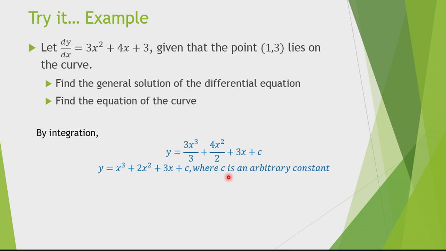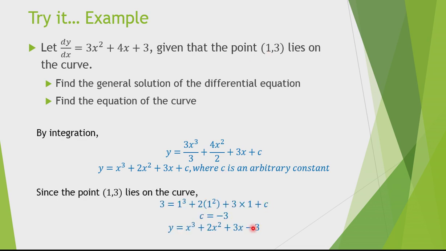Second part, we need to find the c value. Substitute the coordinates of 1 comma 3, x becomes 1, y becomes 3. So when you substitute that, you will get the value of simple c as minus 3. Quite easy, just a simple substitution there. So the final answer, the equation of the curve becomes y equal x to the power 3 plus 2x square plus 3x minus 3, y equal x cube plus 2x square plus 3x minus 3. So this is the equation of the curve.